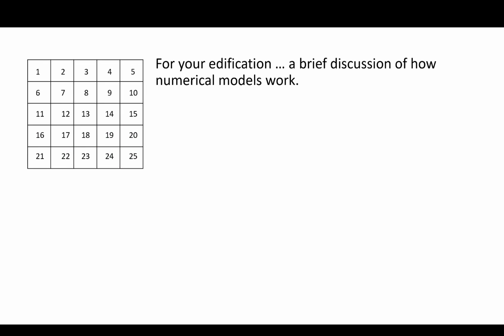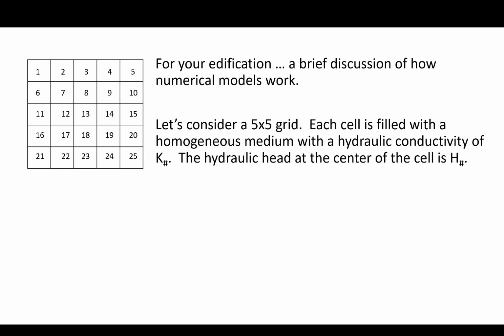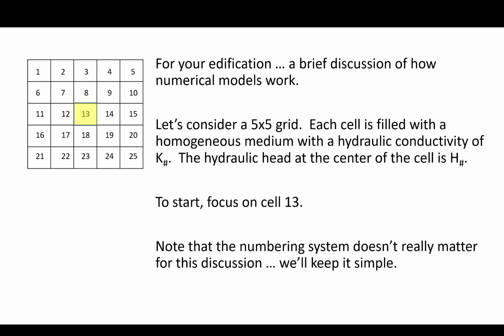We'll consider a 25-cell model. This might represent a domain that's 5 cells on a side. It's homogeneous, and each cell has a k value and a head value. To start with, we're going to focus here on cell 13 right in the middle. Now that number doesn't really matter. It could be any numbering system, but this is a fairly simple one to start with.